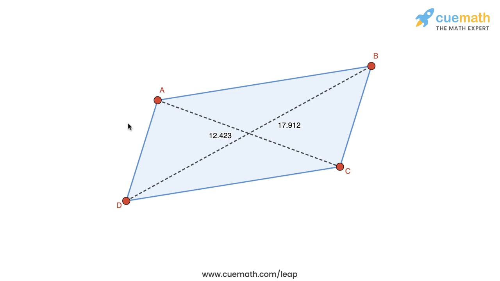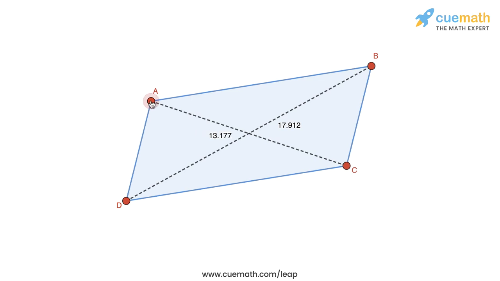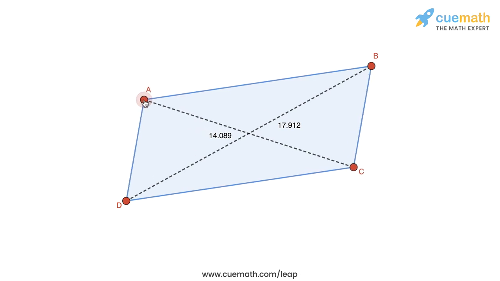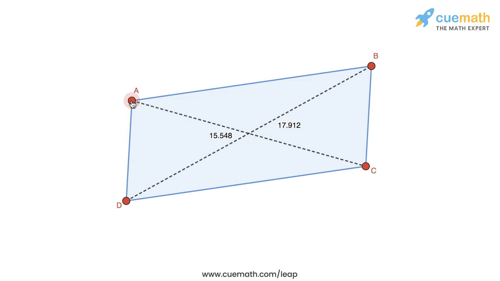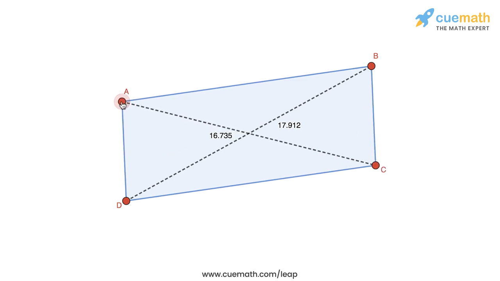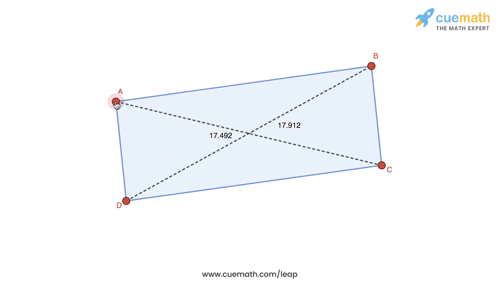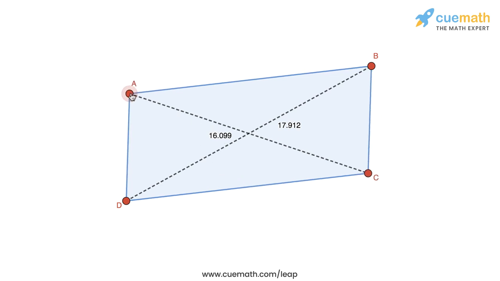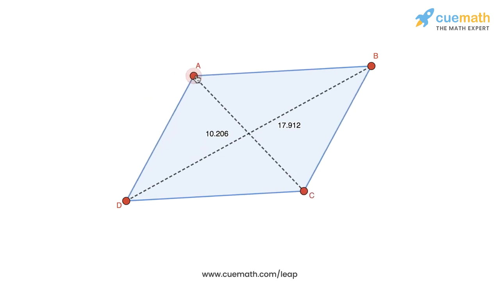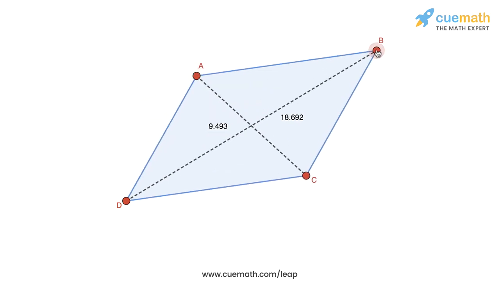But let me move one of the vertices and try to make the diagonal lengths equal. So let me move the vertex A, and what I'm trying to do is get AC to become equal to BD. So AC, when I take it roughly close to BD at 17.9, you can see that now the parallelogram has become close to a rectangle. So this is the idea that we have to prove, that whenever AC and BD, the diagonals, are unequal, the parallelogram will not be a rectangle.